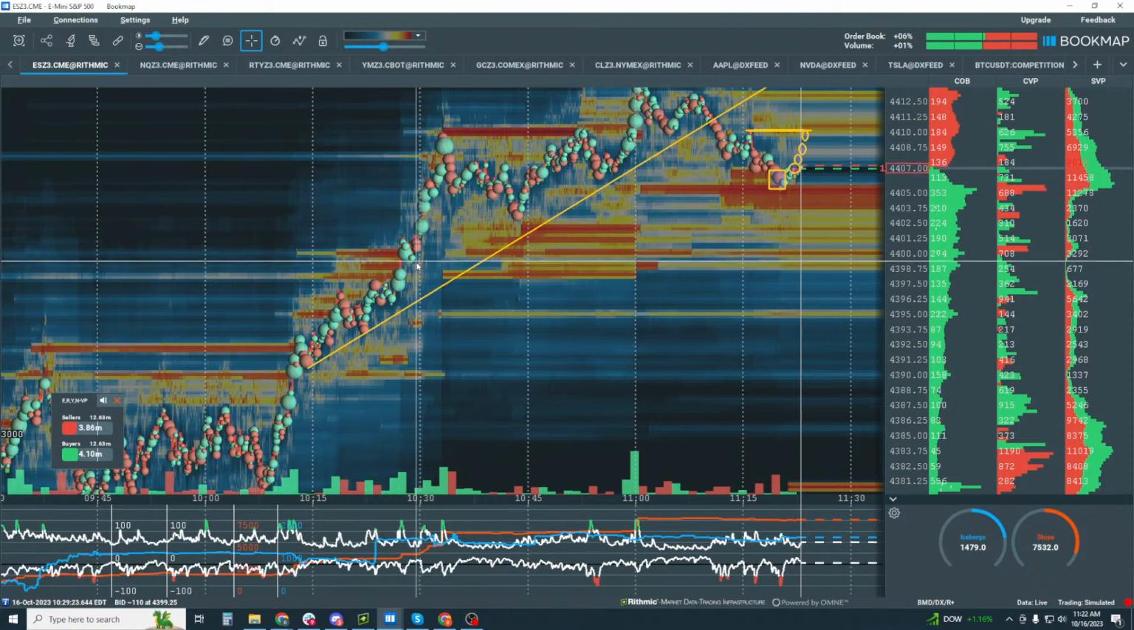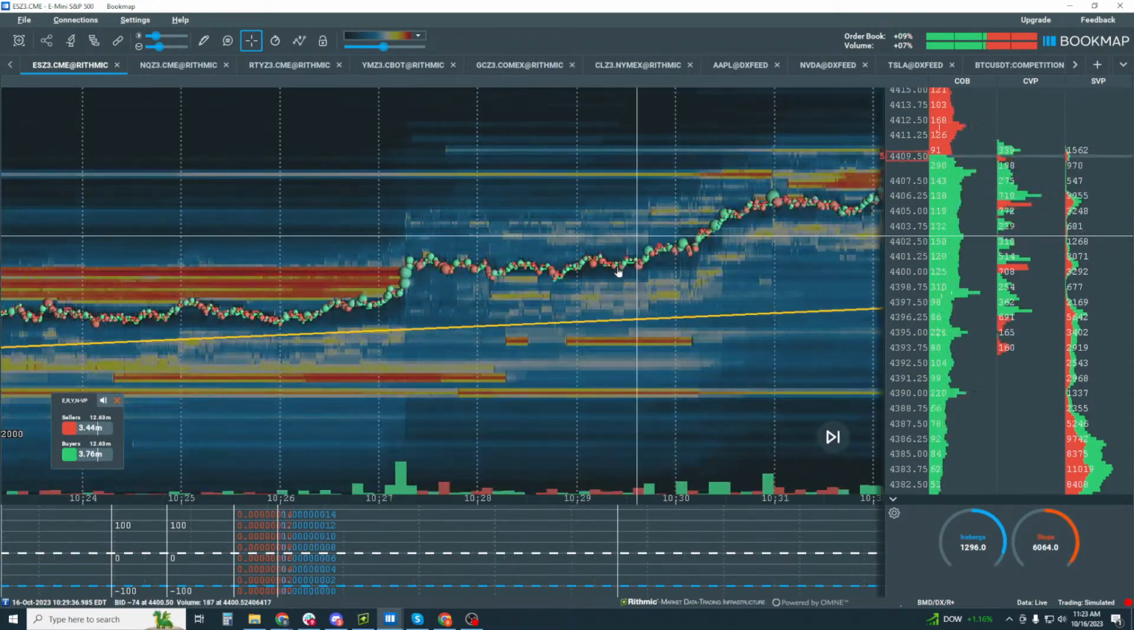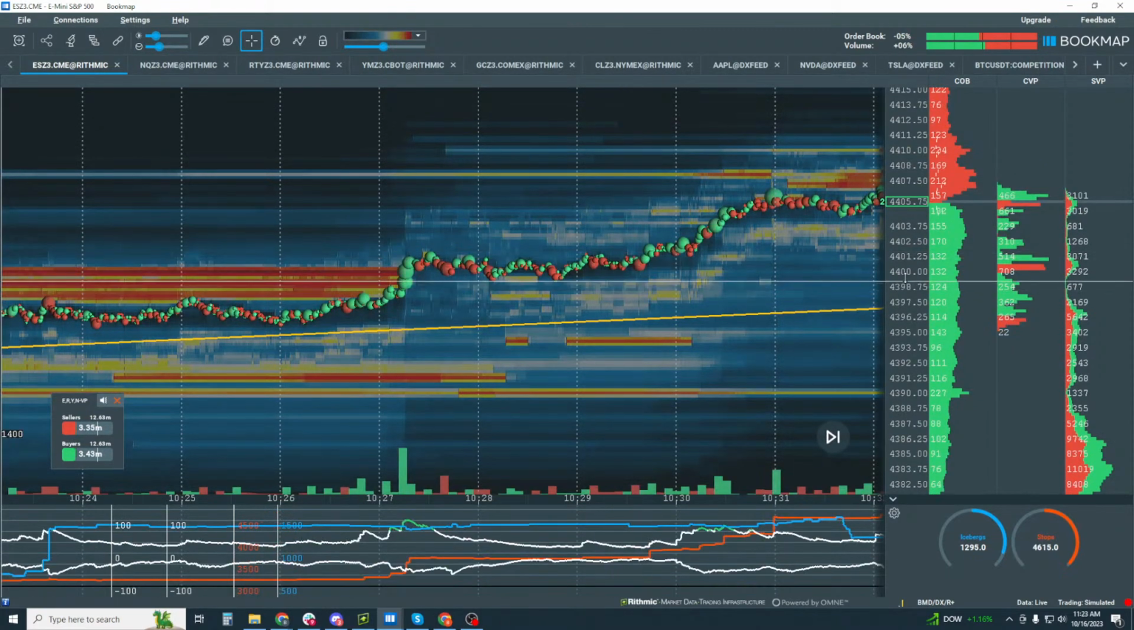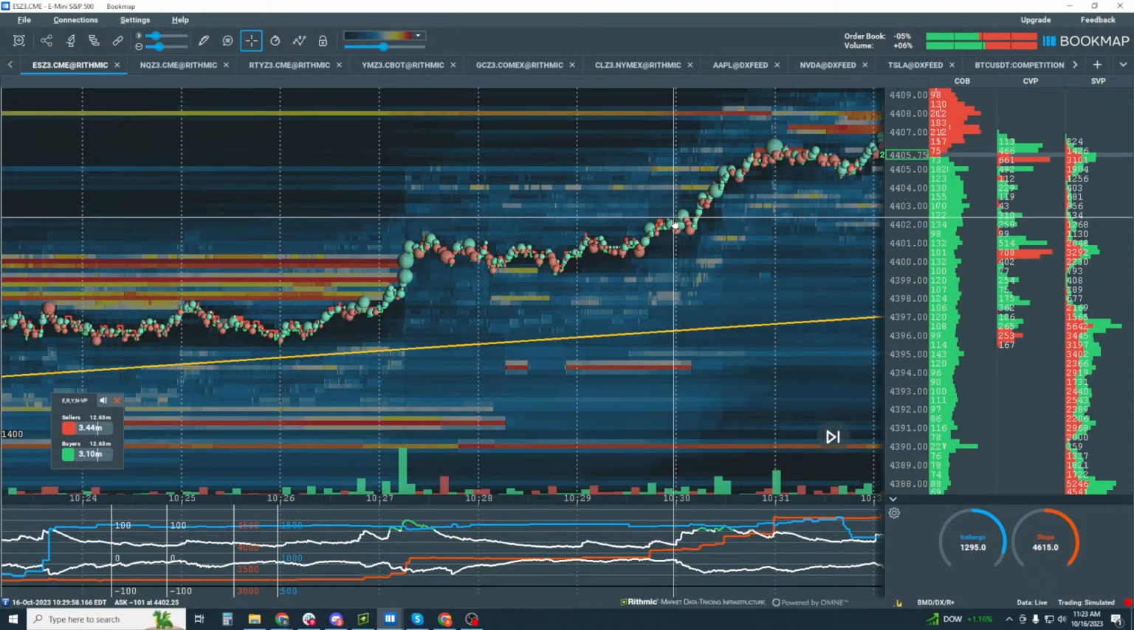Stop run and then pull back, and this is where we're reading it in here, and it just wasn't convincing. We saw the buyers starting to accumulate in here.